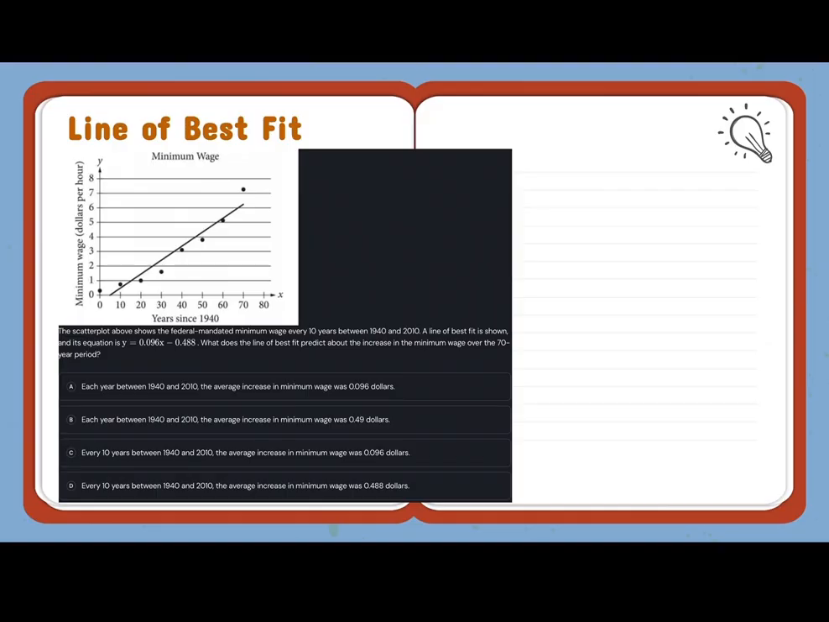So this question here, we have a line of best fit, and we have to explain what the line of best fit actually predicts for this equation. They give us the equation y equals 0.096x minus 0.488.